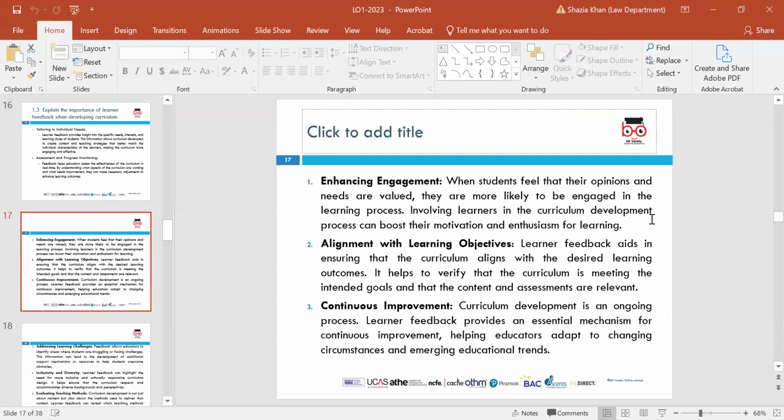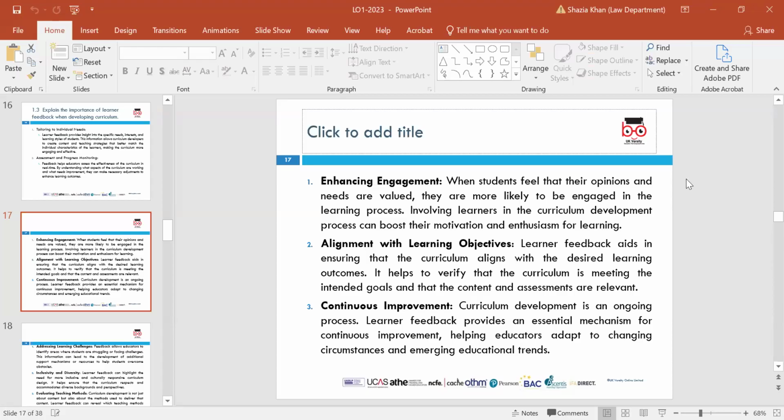Enhancing engagement. So when students feel their opinions and needs are valued, they're more likely to be engaged in the learning process. Involving learners in the curriculum development process can boost the motivation and enthusiasm. So making sure they are part of it, making sure they are giving feedback and making sure that you are taking on board what their feedback is something really important and makes the student feel like they are being heard.